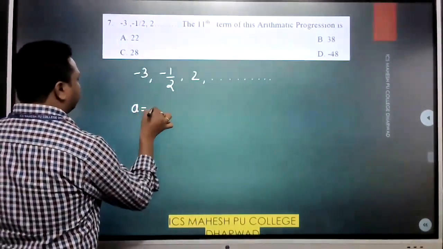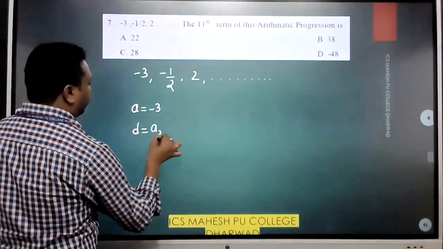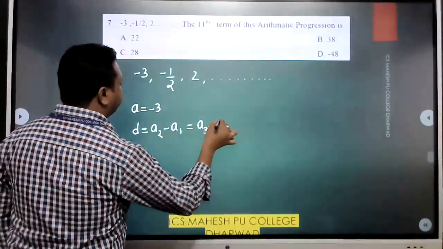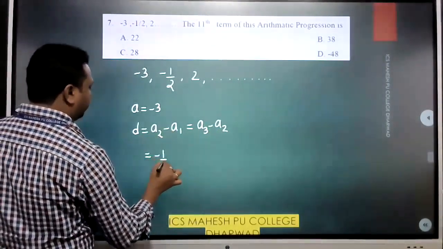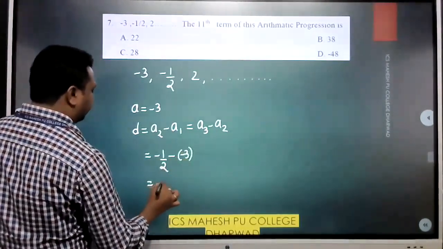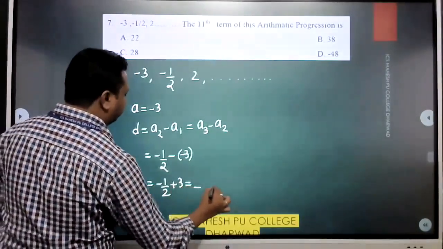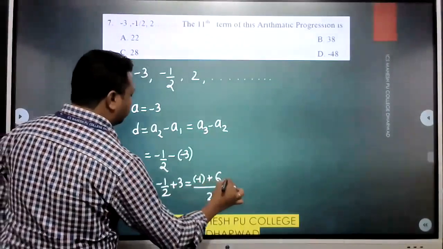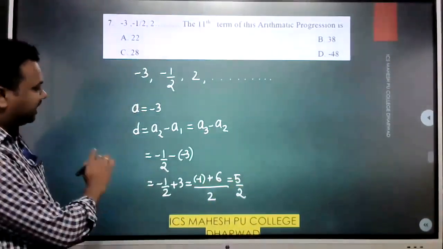The first term is minus 3. Common difference is A2 minus A1, which must be equal to A3 minus A2. Isn't it? So you can take A2 minus A1 here: minus 1 by 2, minus of minus 3. That becomes minus 1 by 2 plus 3. After taking LCM, 2 3s are 6 and here minus 1. So 6 minus 1 will be 5 by 2. That becomes 5 by 2. So that is the common difference.